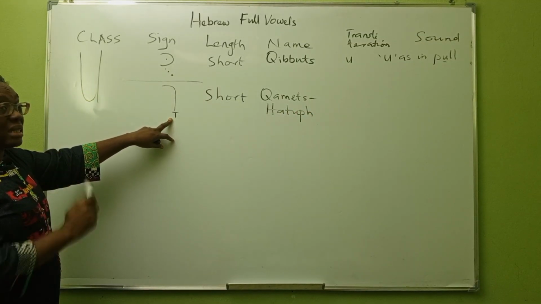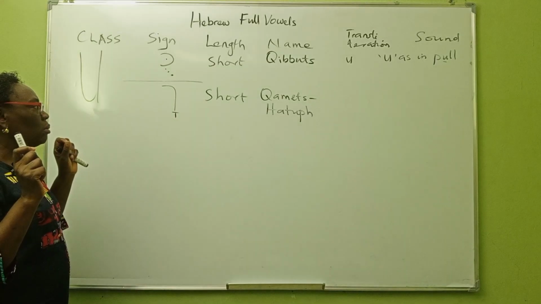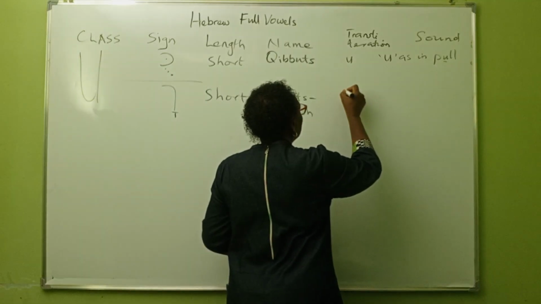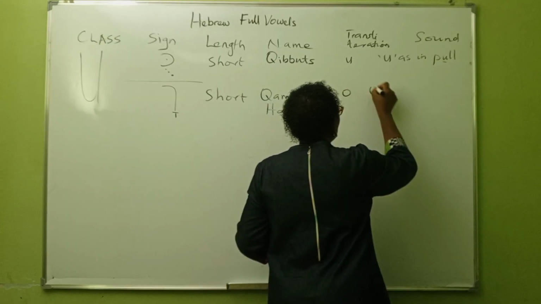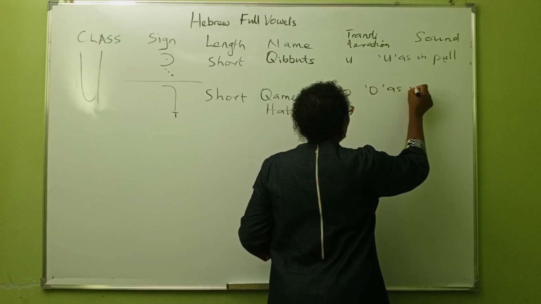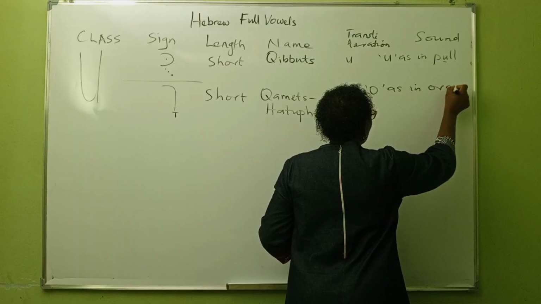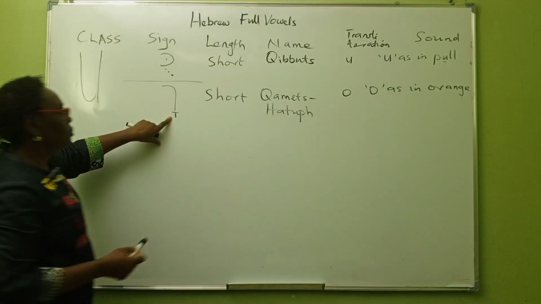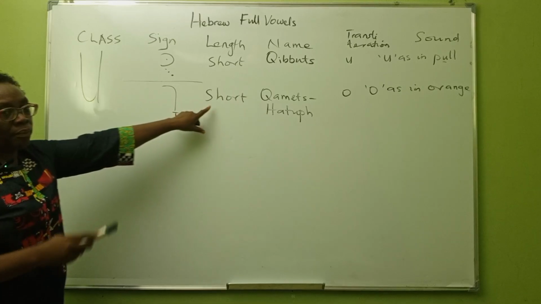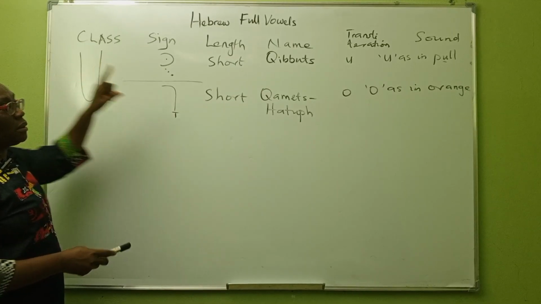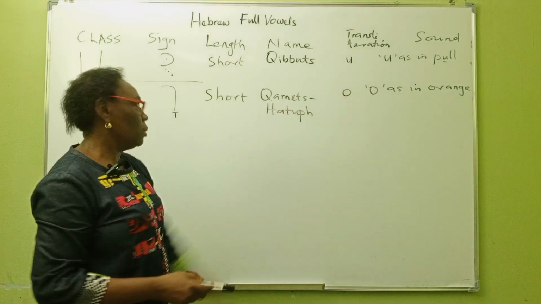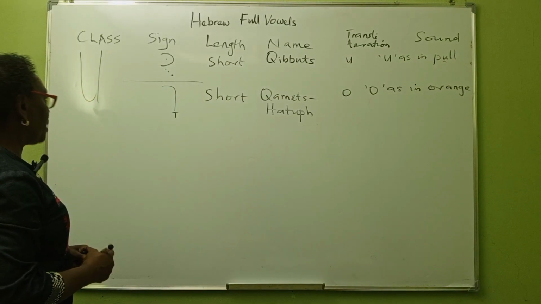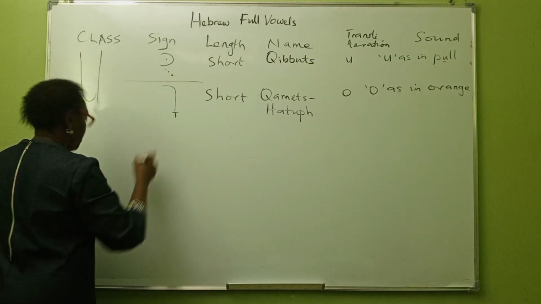In terms of sound, it has the "aw" sound. So transliteration is this. So we say "aw" as in orange. It's a short vowel. It belongs to the U class and the sound is "aw". Take note of that. We're going to work more on that. All right. And then we have another.